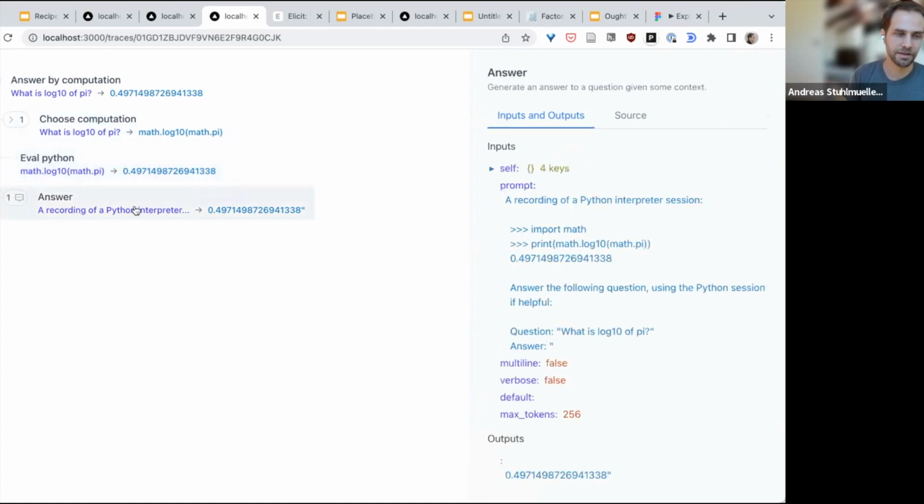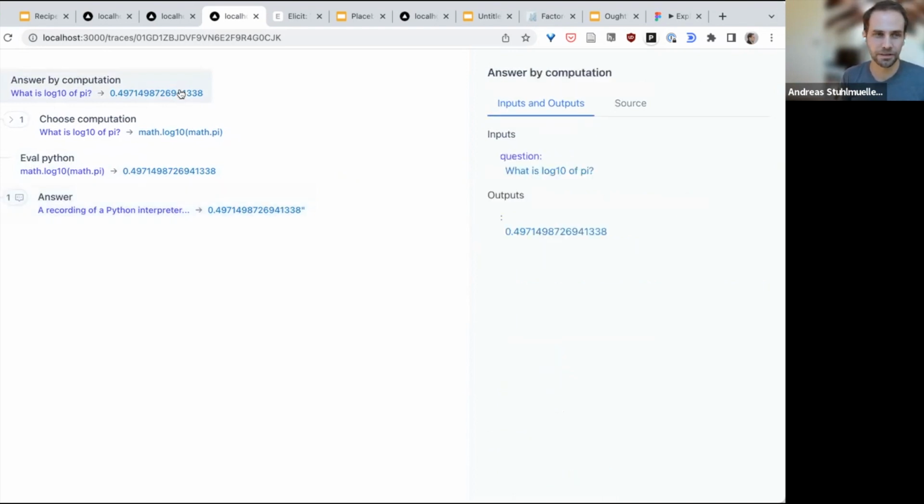And then the final node is again a language model node where we say, this is a recording of a Python interpreter session, and this is what we have from the previous node. Answer the following question, using the session if helpful. And that does in fact help a lot with answering mathy questions better. And you can do something very similar for web search, where you ask the model, hey, is there a web query you would like to run that would help you answer that question better? So that's another module that might be helpful in various places.